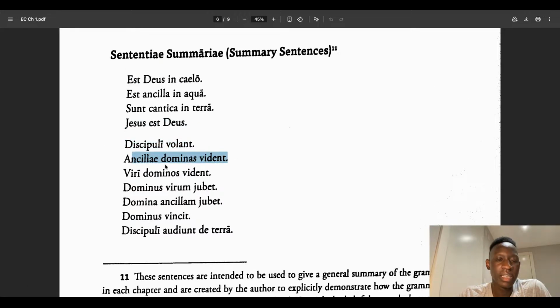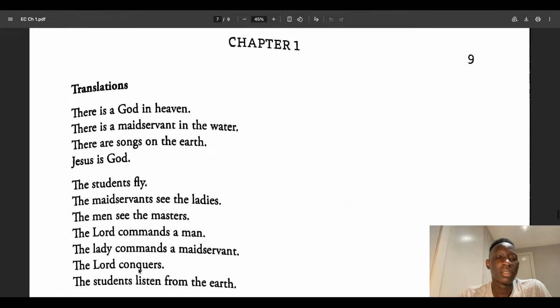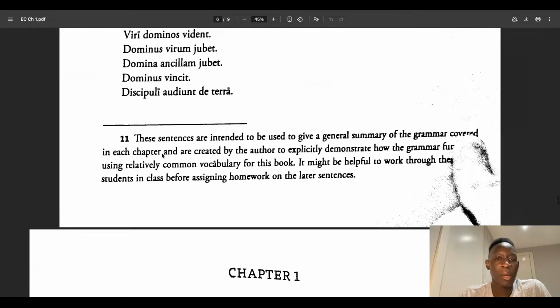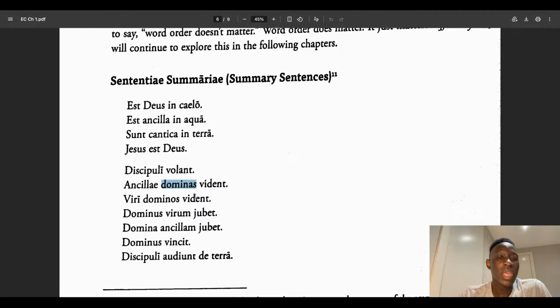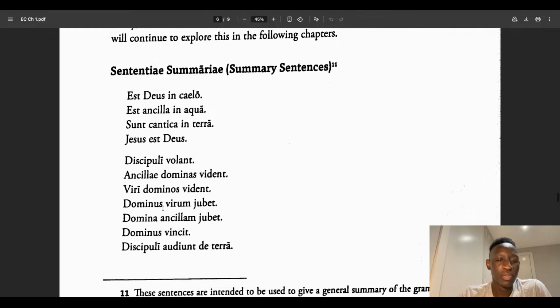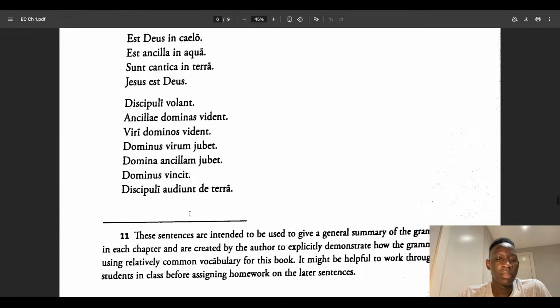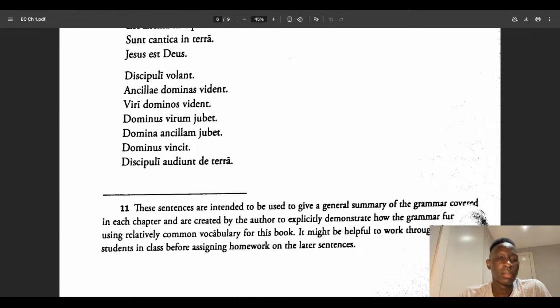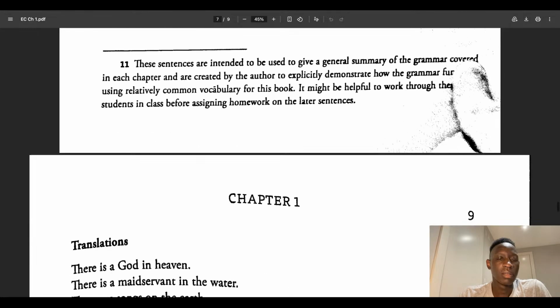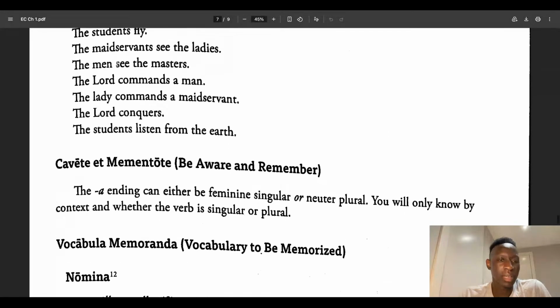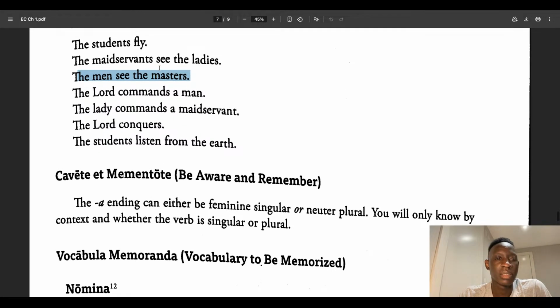Ancillae dominas vident. The maidservants see the mistresses. See the ladies, okay. Same thing. Viri dominos vident. The men see the masters. Dominus virum iubet. See the man, the master something, the man. All the men see the masters.